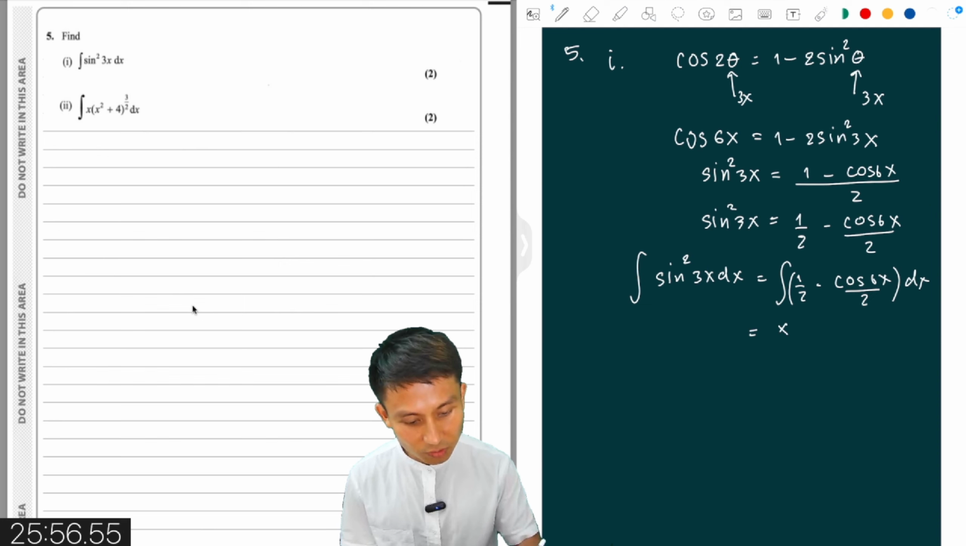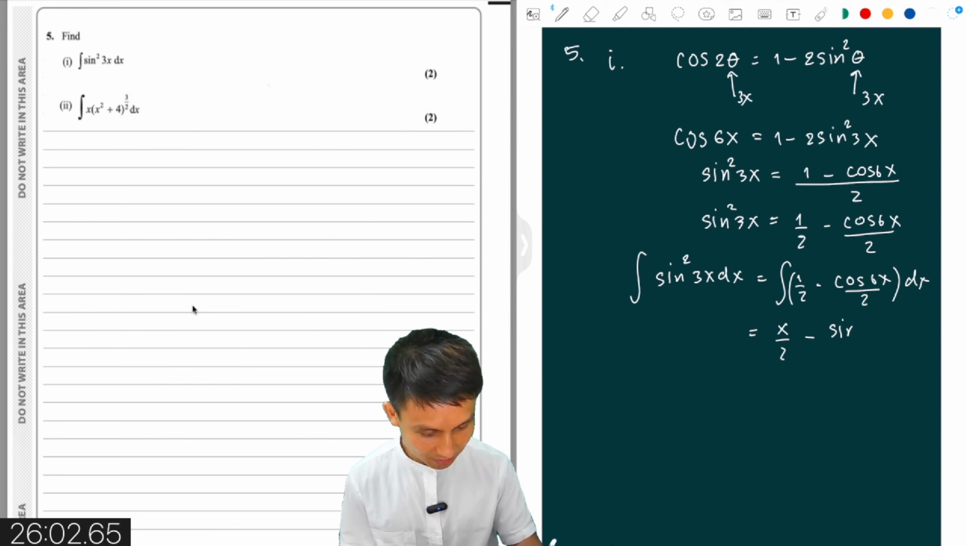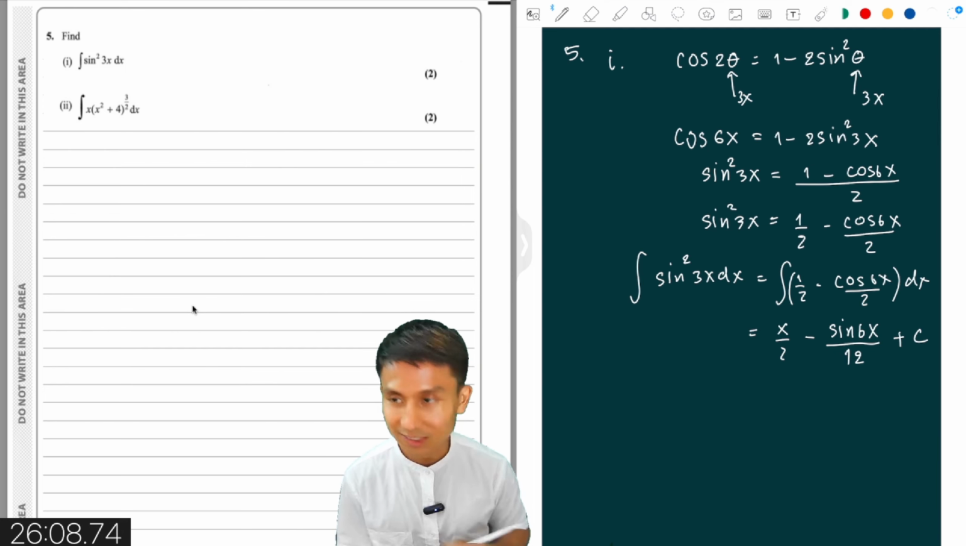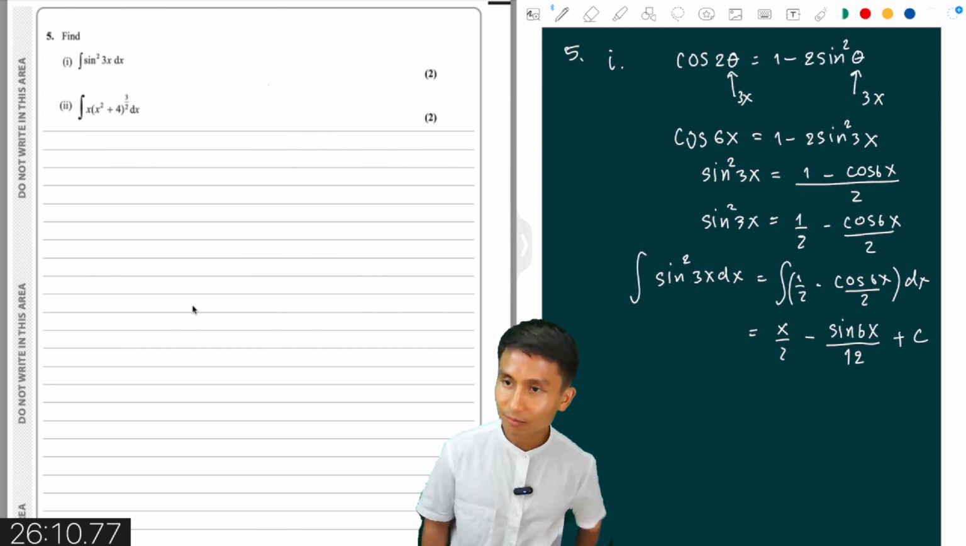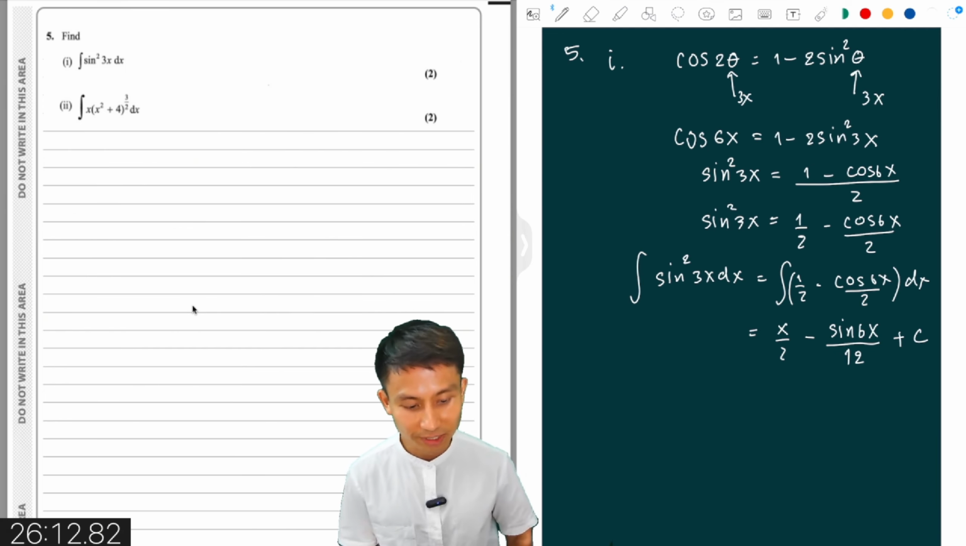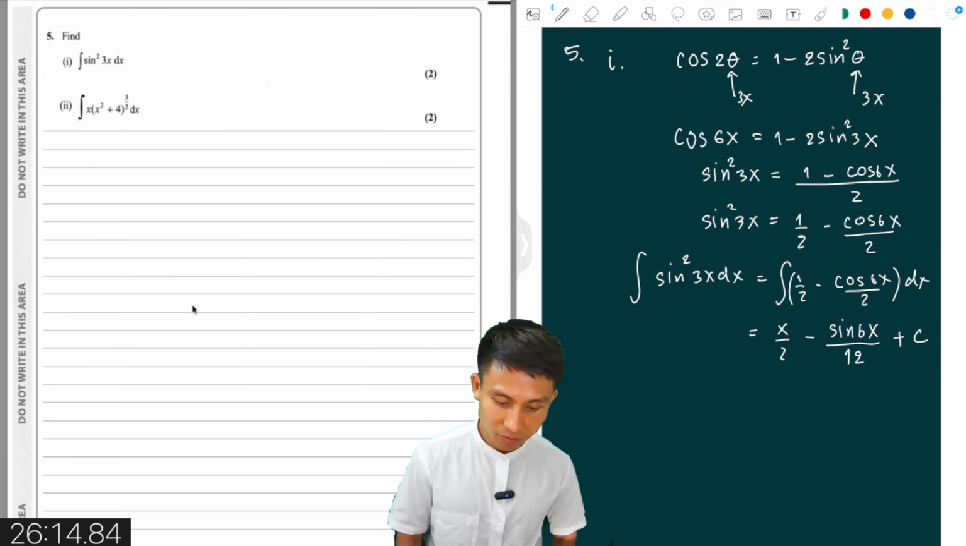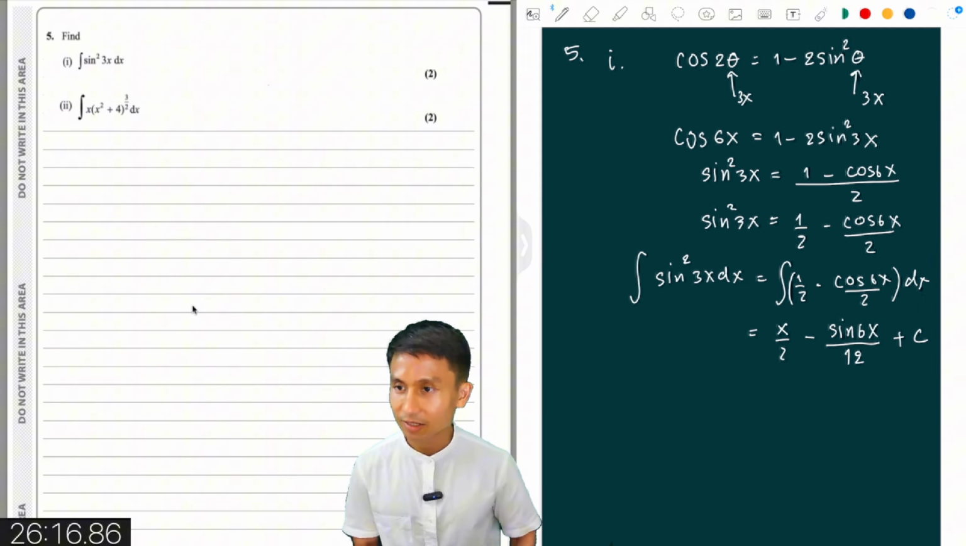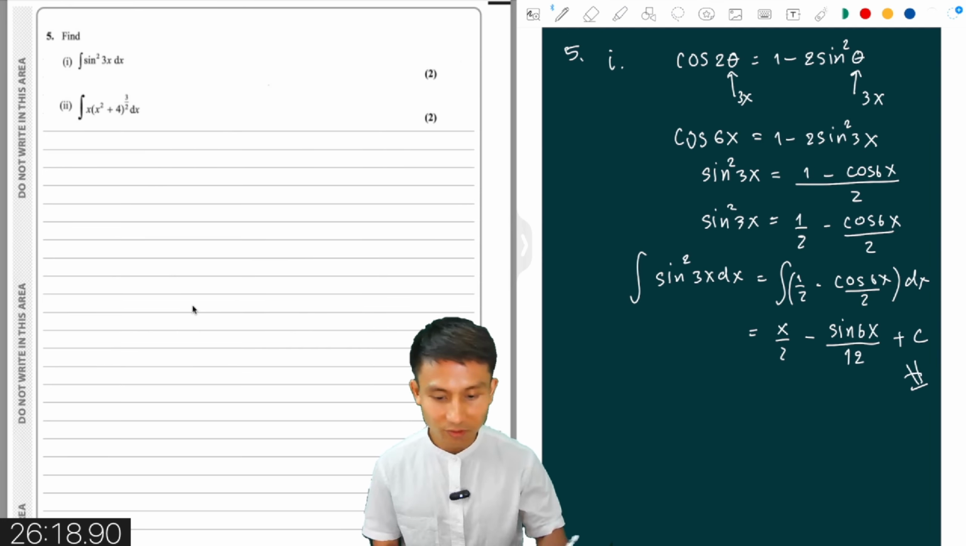Integrating 1 over 2 will just be x over 2. Integrating cos, we get a sine, so that's just sine 6x. Doing the reverse chain rule, we have to divide by 6, so we get 12 here instead and a c. Let me check everything again. Integrating cos, we get a sine. Reverse chain rule, 12. Everything is fine. So that's the answer to the first part.